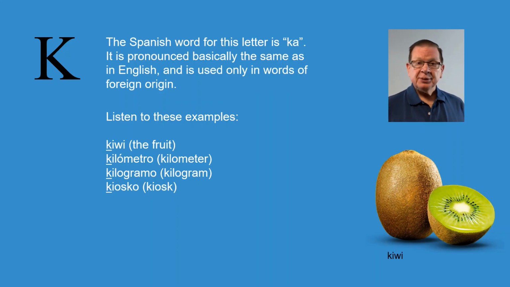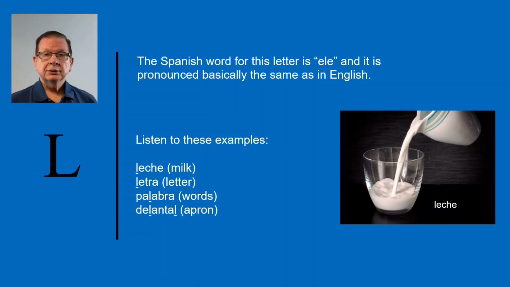K. The Spanish word for this letter is Ka. It is pronounced basically the same as in English and is used only in words of foreign origin. Listen to these examples. Kiwi, kilómetro, kilogramo, kiosco.